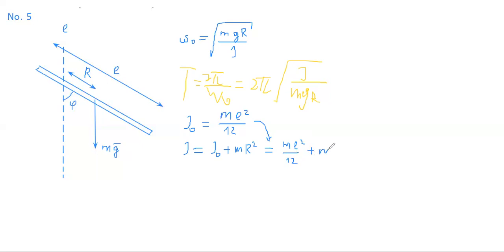plus m r to the power of 2, and this is m times L to the power of 2 plus 12 r to the power of 2, divided by 12. Okay.